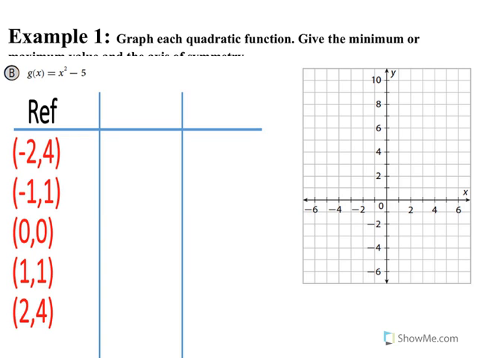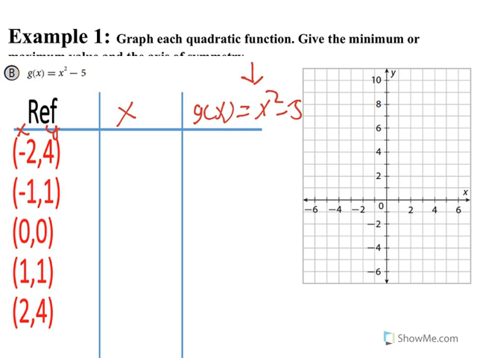Here is our first example, the graph of g of x equals x squared minus 5, which means we expect the graph to translate 5 units down. So let's go through this. This is x, and this is our g of x, x squared minus 5. This is x, and this is y.